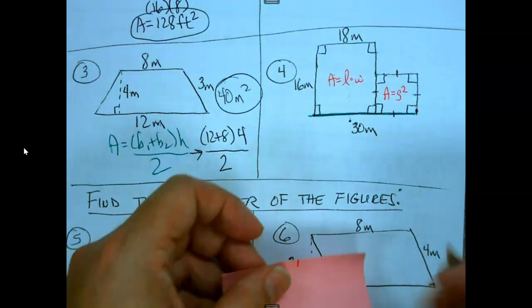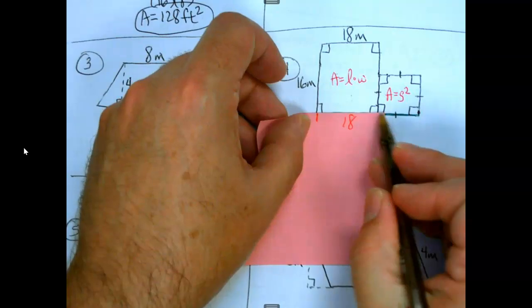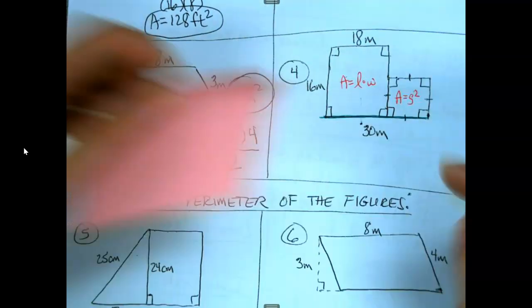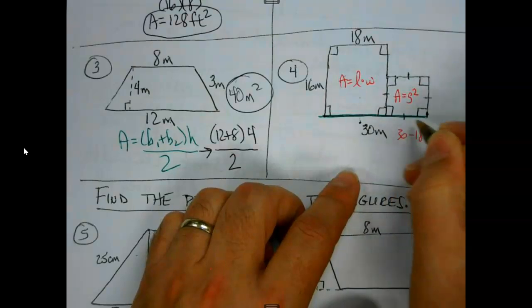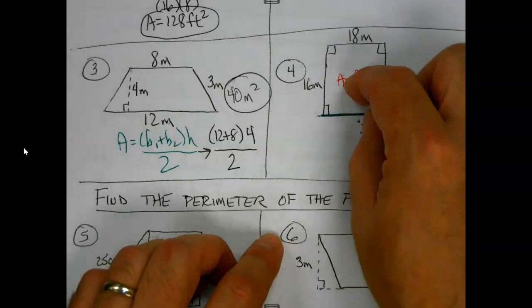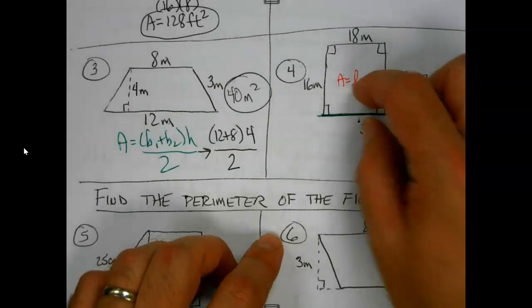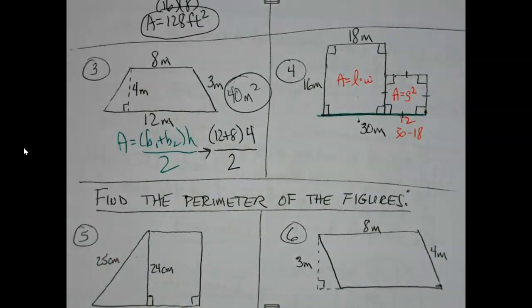So that much is 18. That doesn't take care of that whole length. There's still this little piece left. So 30 minus 18 will get me that other side. And now I've got what I need to find the area of the big one, and I've got what I need to find the area of my square. And I can just add them together.